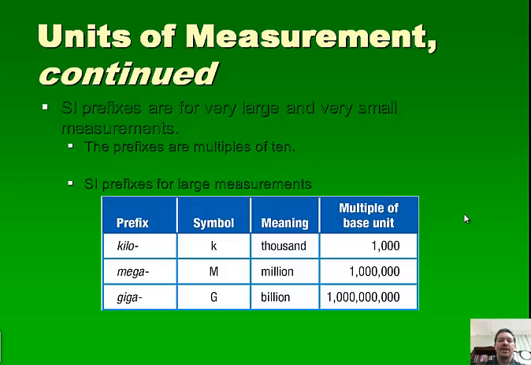We've got the SI prefixes for larger measurements. Kilo, with a lowercase k, means 1,000. We've got mega, which is a capital M, which is million. And then we have giga. Most of you might be familiar with giga as a byte. We use bytes for units of storage in electronics. You've heard of gigabytes. It's a billion bytes of information that can be stored.